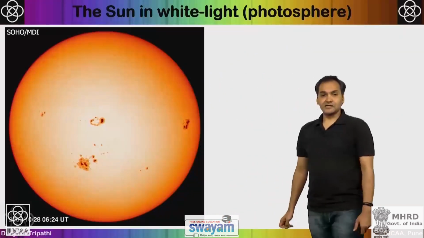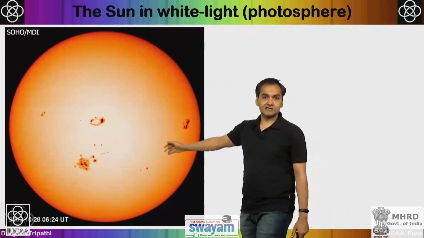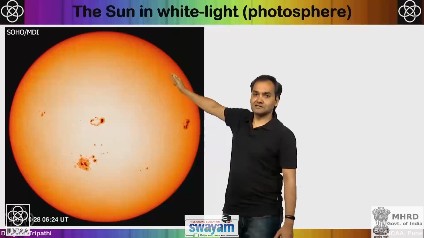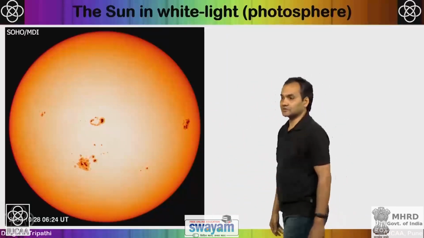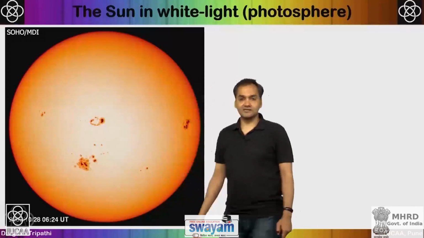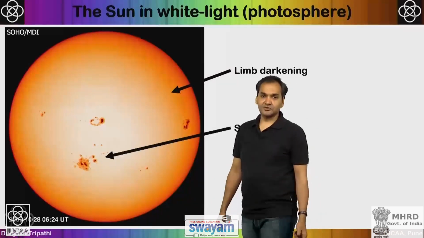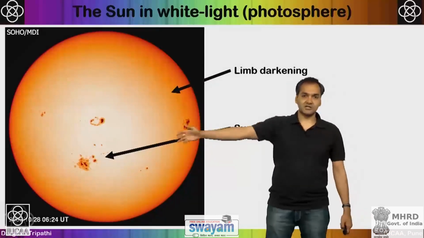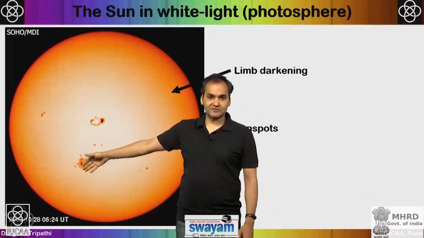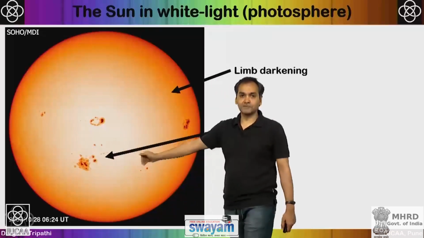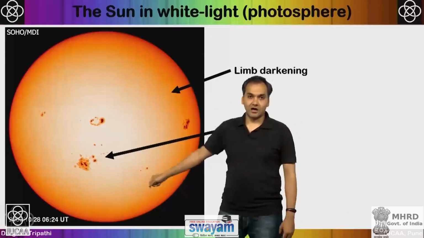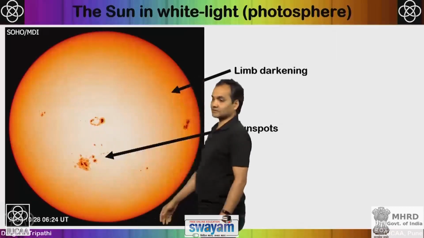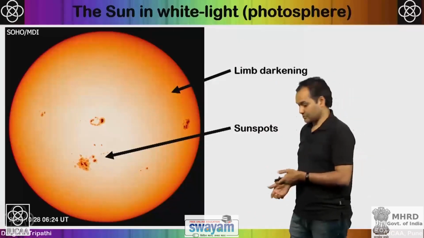In white light, what you see is the sunspots, and in the surroundings you have these dark regions which go uniformly around the disk, and that is what we call limb darkening. On top of that, you see a number of sunspots depending on which day of the year you are looking at and which phase of the sun it is in, which I will talk about tomorrow. The number of sunspots can change. Also, you see these facular regions which are brighter than the dark limb region.